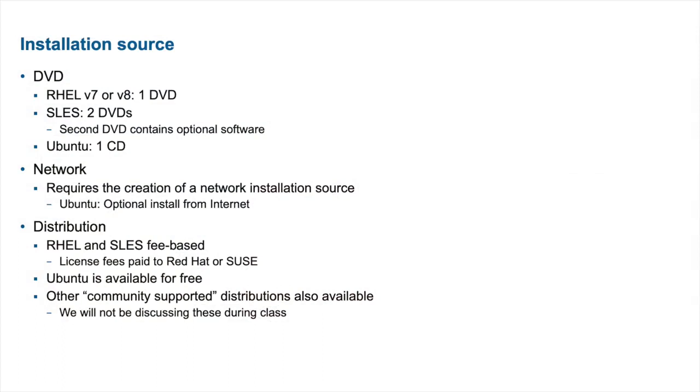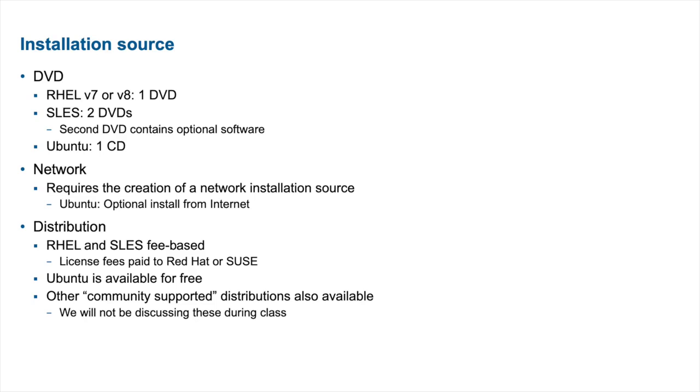Now, as you may have guessed, we'll have to get the installers for the Linux operating system. We can get either a DVD of Linux and mount it on the server and then install from there, or do a network-based installation. RHEL comes in a single DVD, whereas some SLES versions may come in two DVD versions. Network installation would require a source from which you install the operating system.